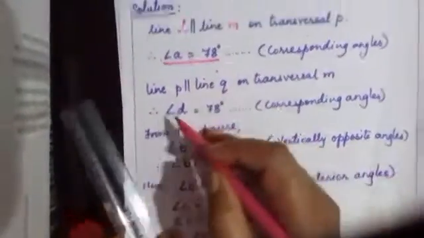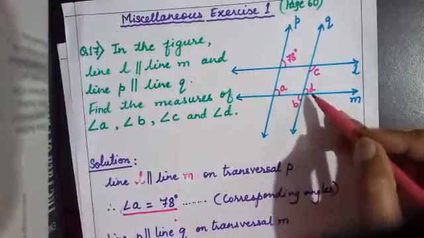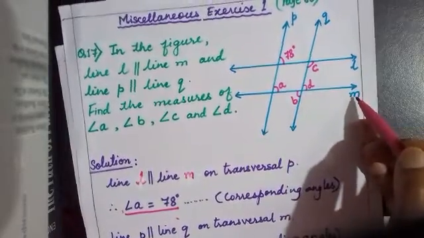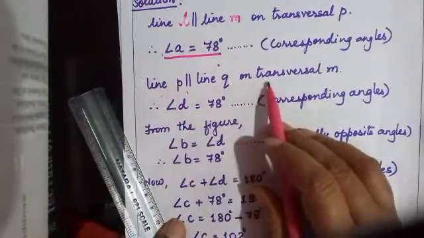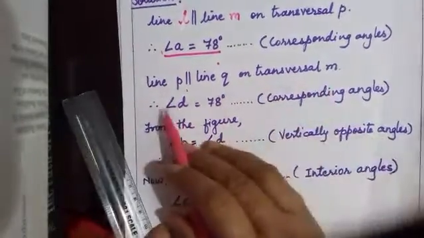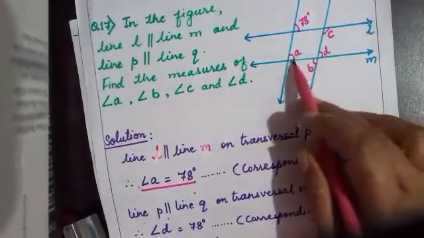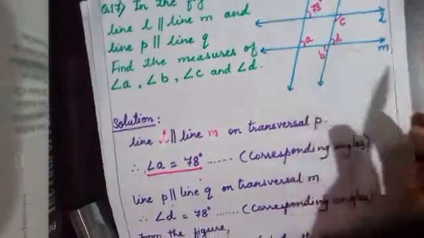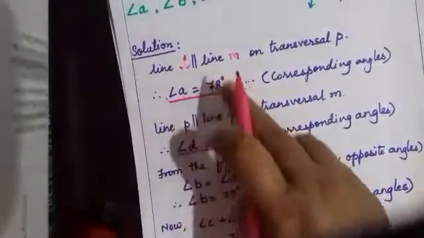Okay. Now the next part is line P is parallel to line Q. See, P is parallel to Q, and this time we will take angle D, because angle D is on line M. So M is the transversal. So we have to write: line P is parallel to line Q on transversal M, and therefore angle D is 78 degrees. As we got A as 78 degrees, A and D are corresponding angles. So angle D is also equal to 78 degrees. Now we got angle A and angle D.